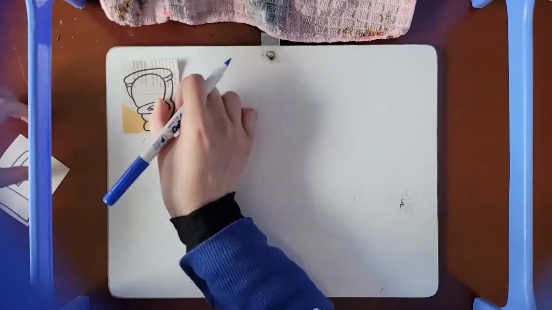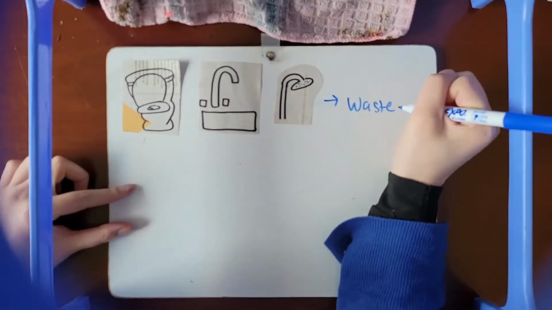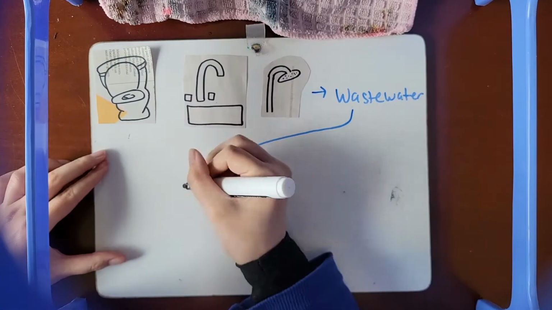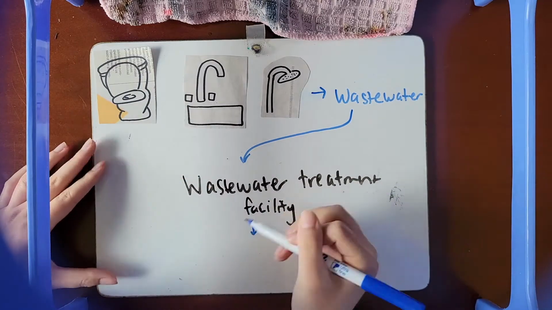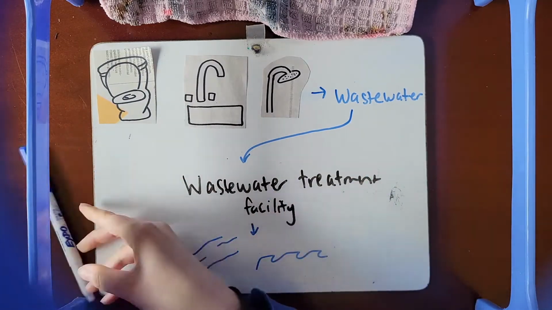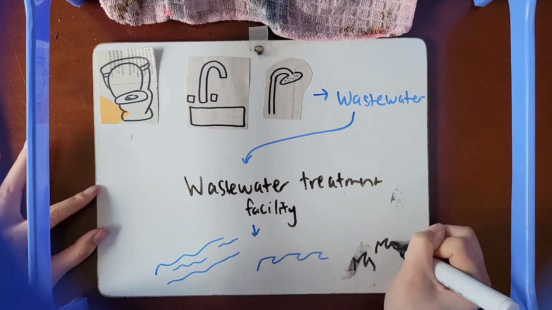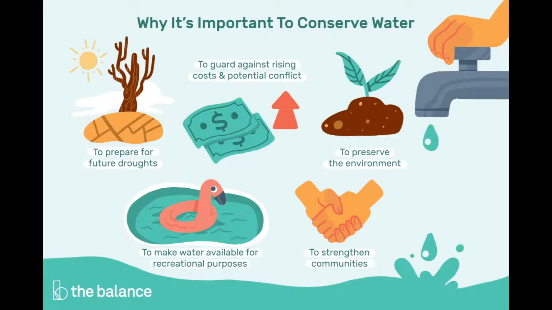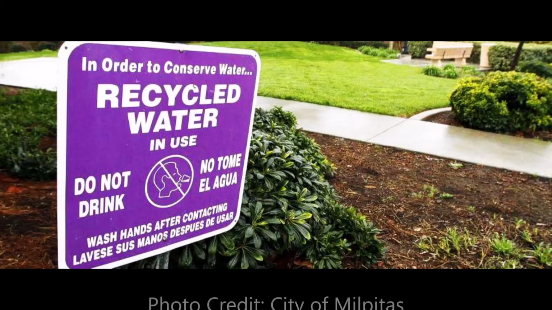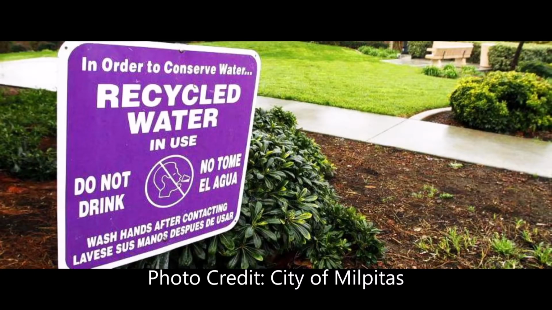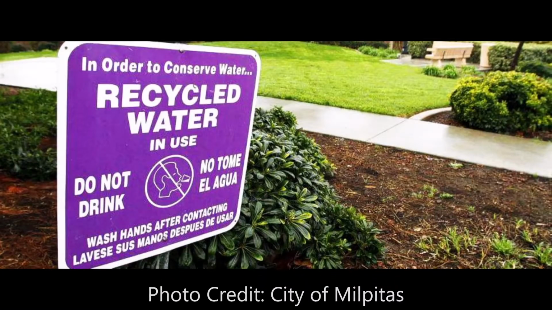Water from our sinks, showers, laundry machines, and toilets is all called wastewater. Wastewater is filtered at a wastewater treatment facility and can be put back into oceans or rivers or be used to water lawns. It's really important to conserve and recycle water because it is a limited resource, and many places like California are in droughts. Have you seen this sign before? The recycled water used is cleaned through the wastewater treatment facility.